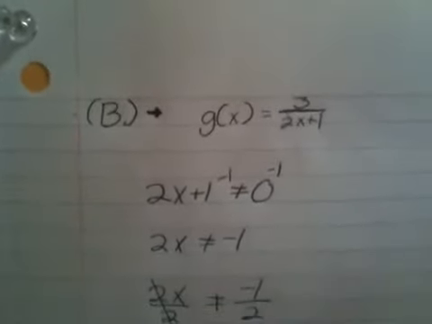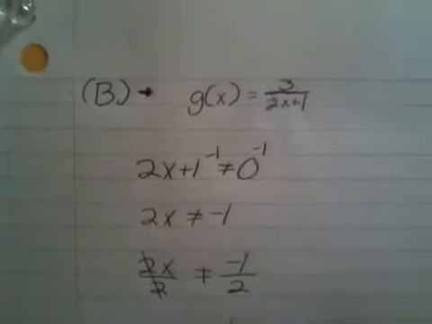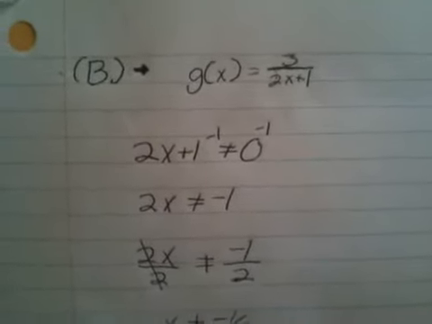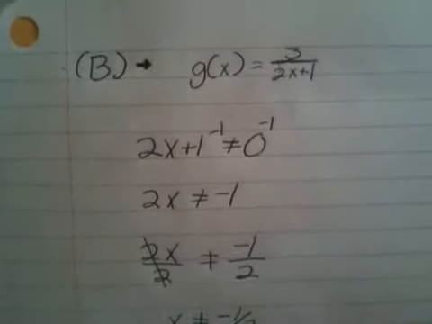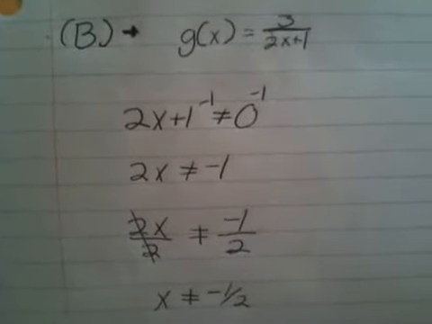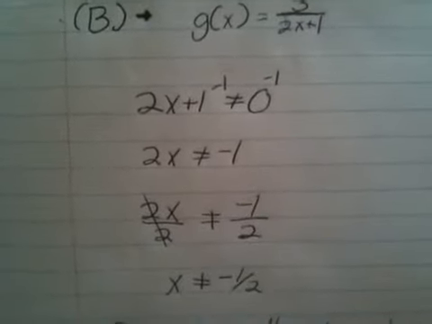In B, we have g of x equals 3 over 2x plus 1. 2x plus 1 cannot equal 0 because that would be an undefined number. We simplify that by subtracting 1 from both sides to get 2x cannot equal negative 1. We further simplify by dividing both sides by 2 to get x cannot equal negative 1/2. So, the domain is all real numbers except negative 1/2.